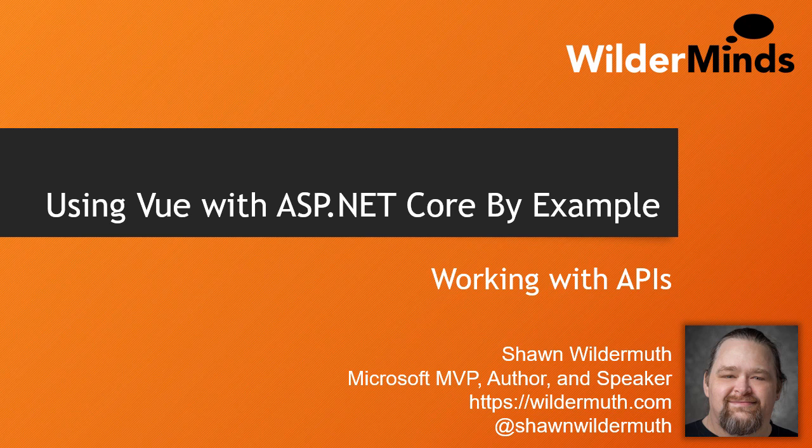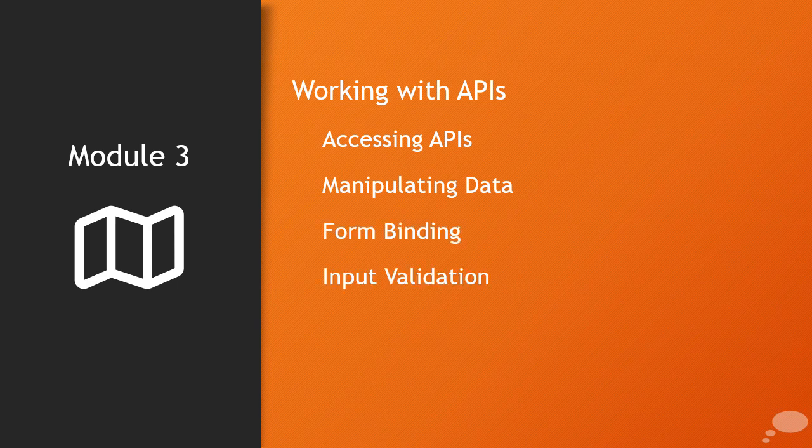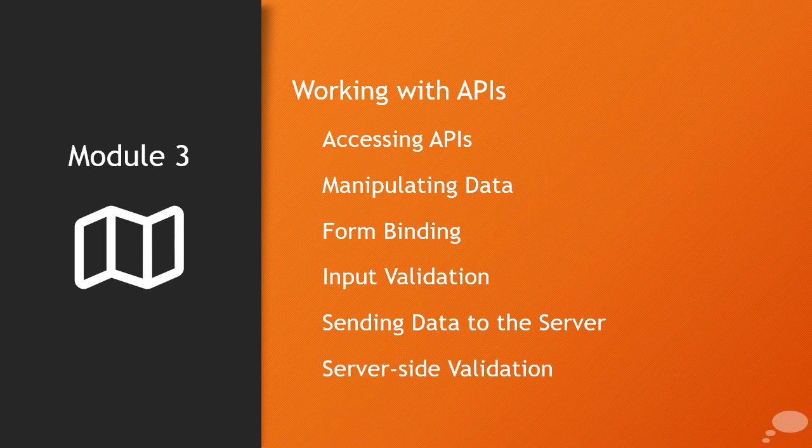In this module, we'll be talking about working with APIs. We're going to start by talking about how to access APIs. I'll show you how to manipulate data once you have it. I'll introduce you to form binding, input validation, and sending data back to the server. We'll also tackle server-side validation to go with our input validation. Let's get started.